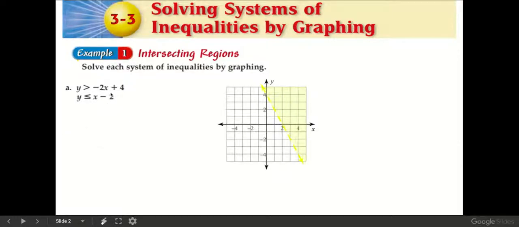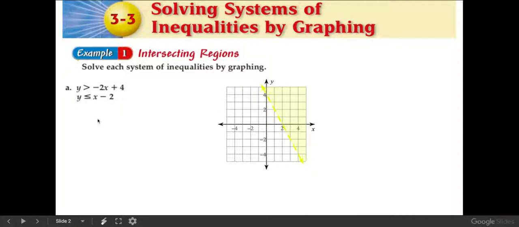Let's start by graphing the first one. We make our boundary line with a y-intercept of 4 and a slope of negative 2. It's a dashed line because it's just a greater than symbol. Then all the solutions that satisfy the inequality are the points above the line, so that's what's shaded.